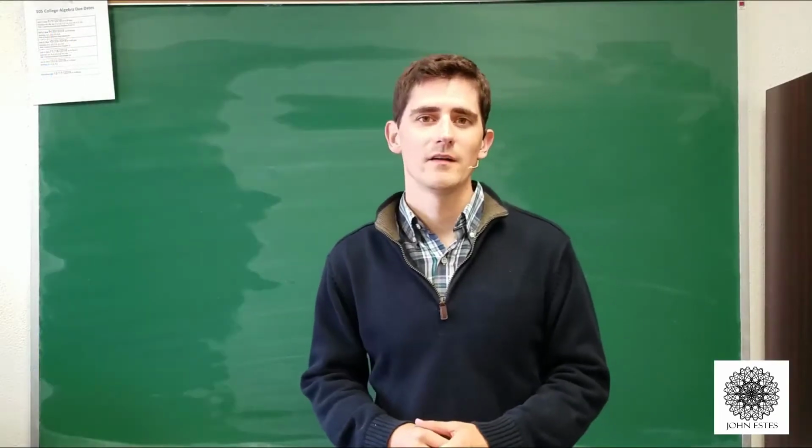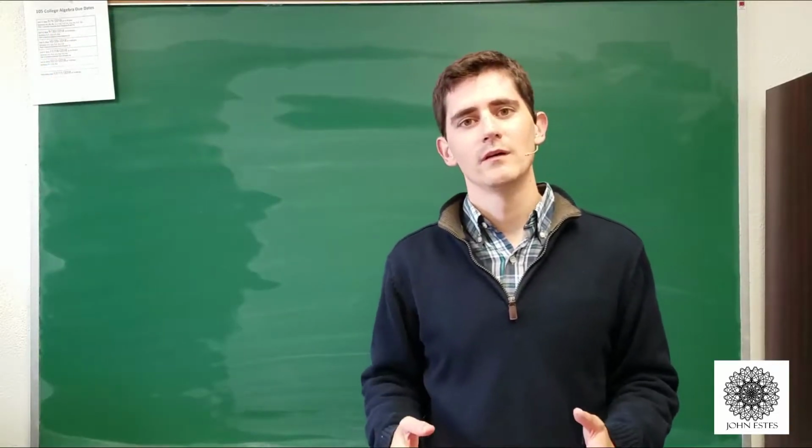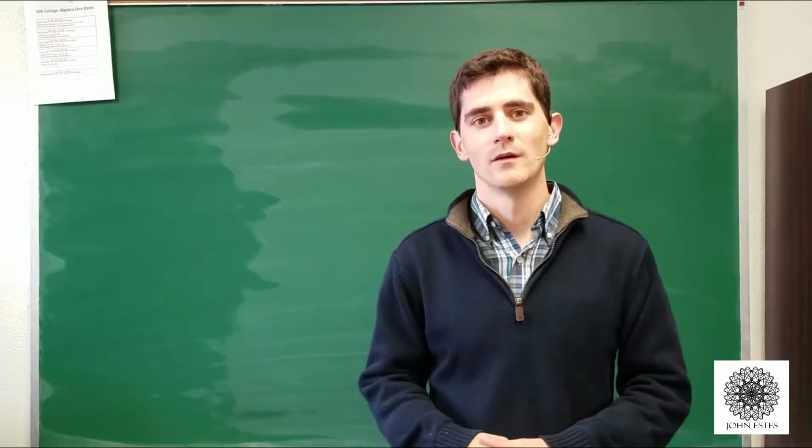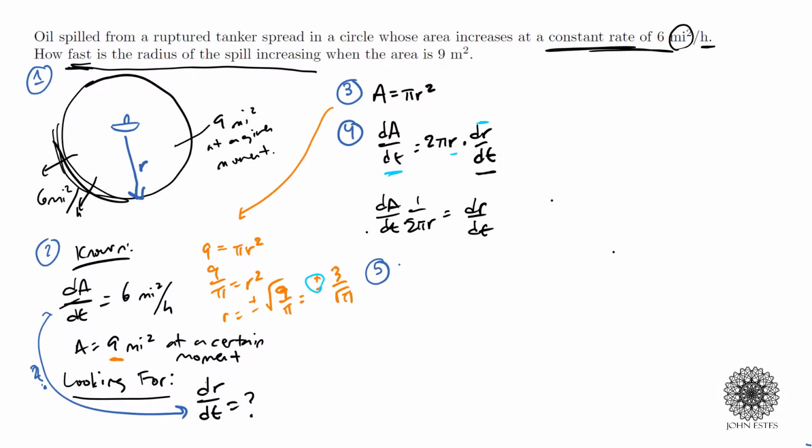Finally, in part 5, all we need to do is plug in what we know and solve for the rate that we don't know. Okay, lastly, all I need to do is plug in my value. So I know that dA/dt is 6. I have 1 over 2 pi times 1 over r, and 1 over r is simply the reciprocal of what I calculated for r. So the reciprocal of that is square root of pi over 3 equals dr/dt.